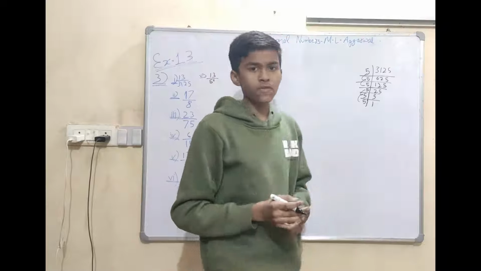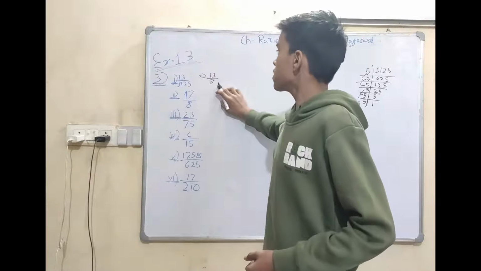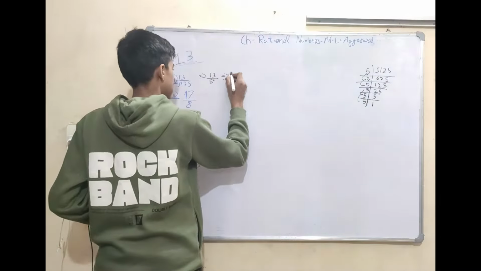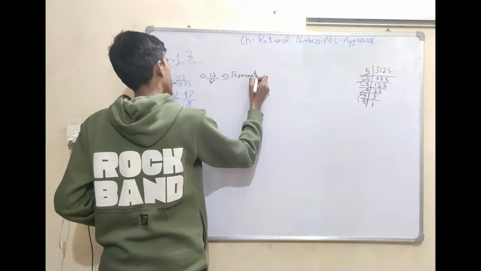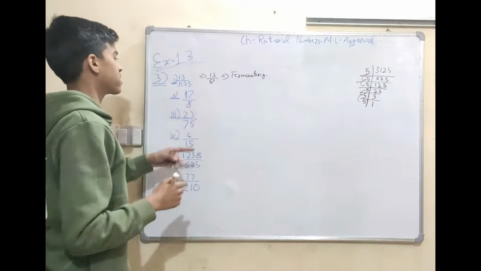So as it is in the form of 2 to the power m into 5 to the power n, there's no other number, so it will be a terminating decimal expansion. Next is 17 upon 8.